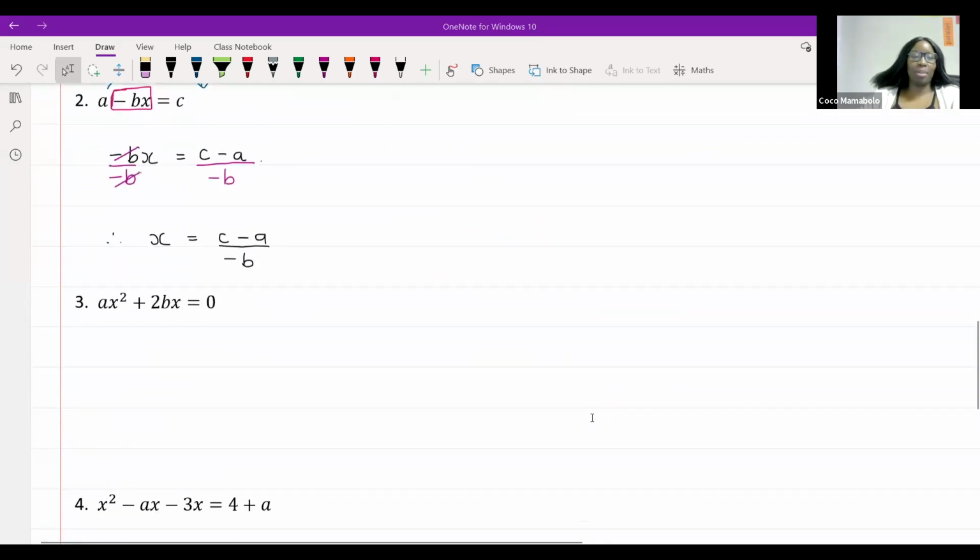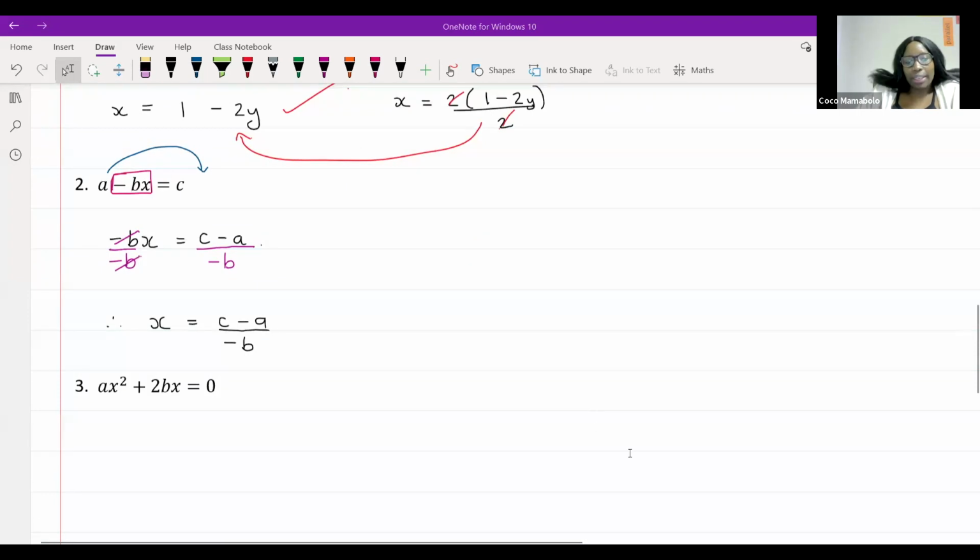Here's our next question, number 3. ax squared plus 2bx is equal to 0. Now, I'm going to warn you guys that we just learned about a squared number and having to have a 0 on this side. So before we continue, how many answers am I expecting?